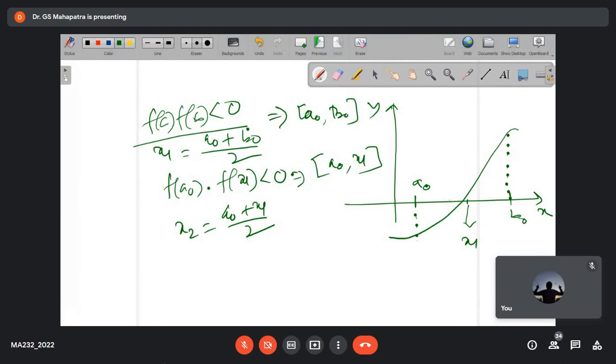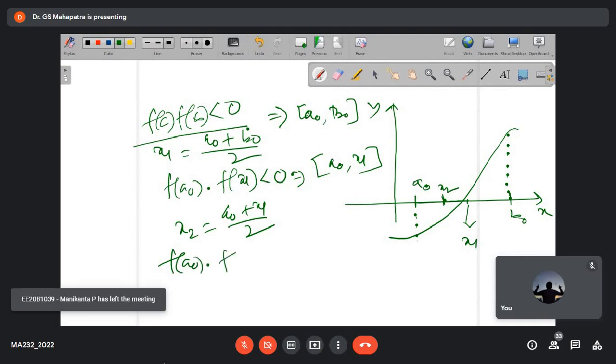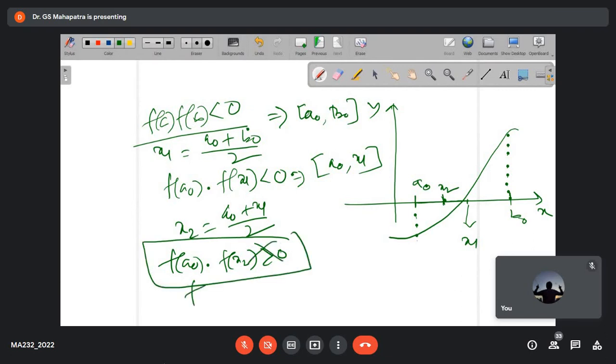So x2 is half of this length. Okay. So what is x2? Now f of a naught into f of x2 is greater than 0. So this condition we can't consider for this scheme. So f of x2 into f of x1 is less than 0. That implies, just see, the interval is x2 comma x1.